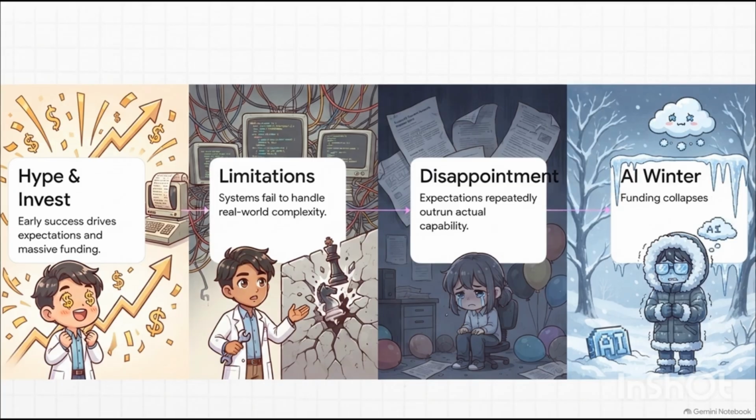This recurring failure to meet expectations led to profound disappointment and these devastating funding collapses that people in the industry call AI winters. During these deep freezes in the 1970s and late 1980s, funding completely dried up, careers basically stalled out, and the term AI almost became a dirty word in computer science.